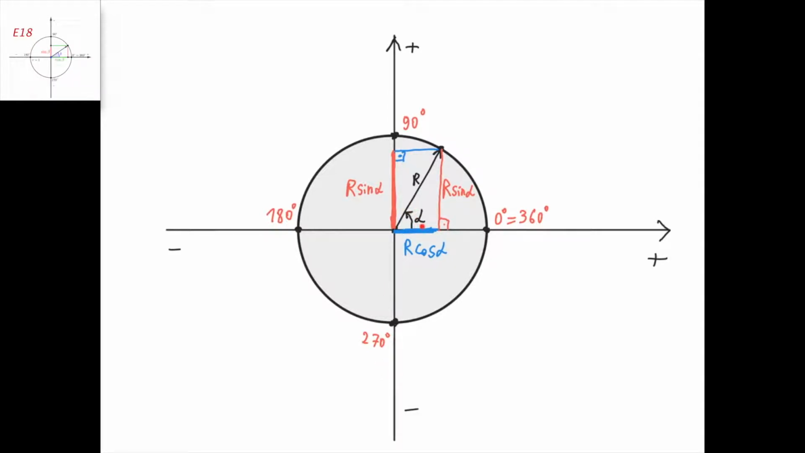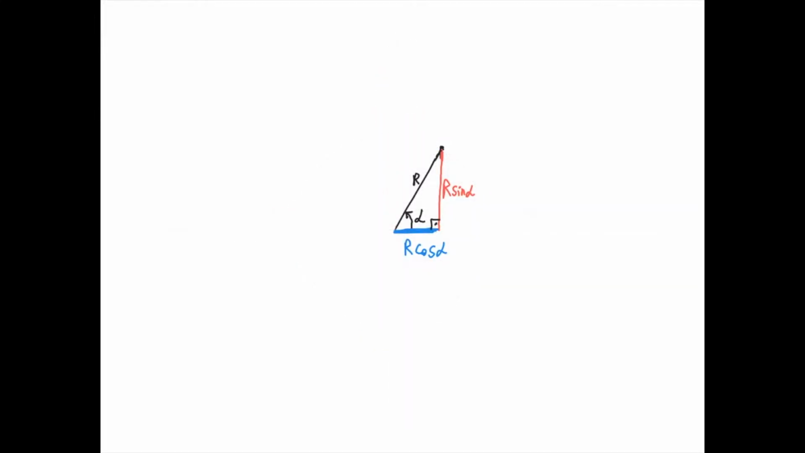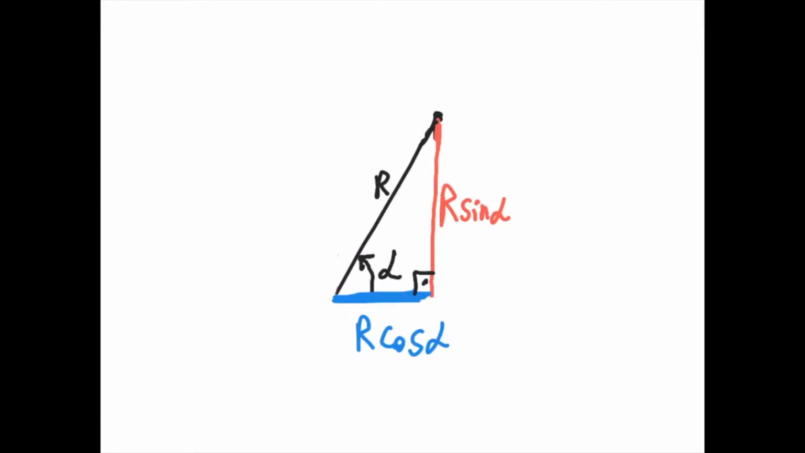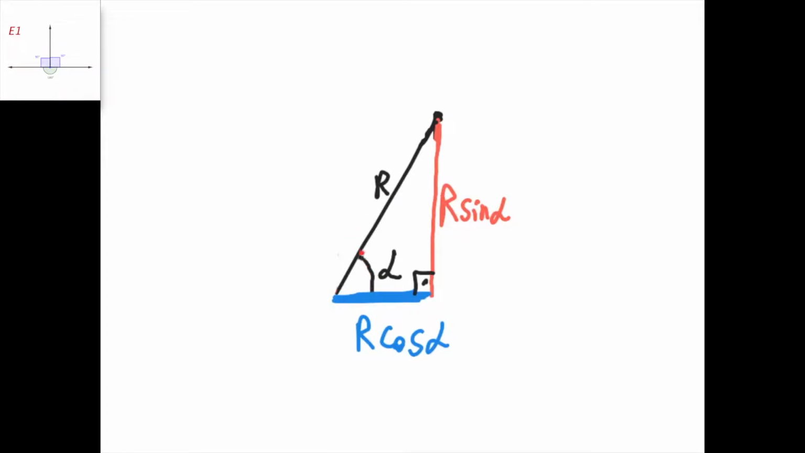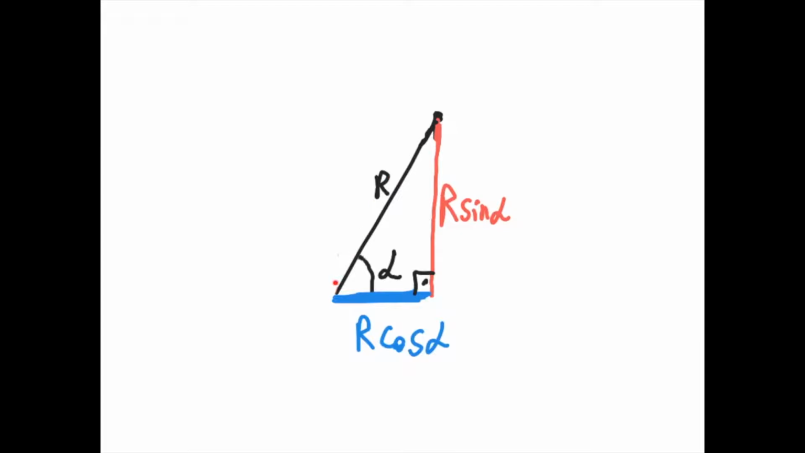Because alpha is between 0 and 90 degrees, then both the sine and the cosine will be positive, because the cosine lies on the positive side of the x-axis and the sine lies on the positive side of the y-axis. I deleted the useless part of the picture, and now we can zoom in and see what we've got. We've got that in a right-angled triangle, where one of the acute angles is alpha, if the hypotenuse is r, then the side opposite to the angle alpha is r times sine of alpha, and the side adjacent to alpha is r times cosine of alpha.